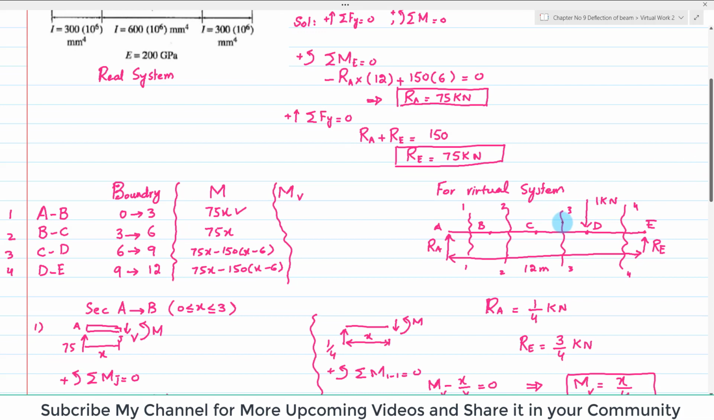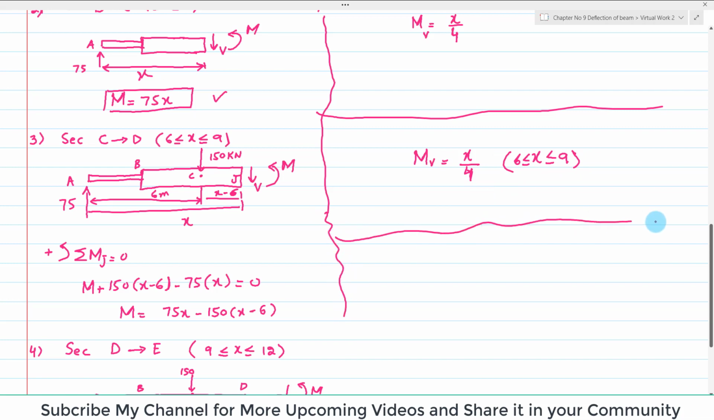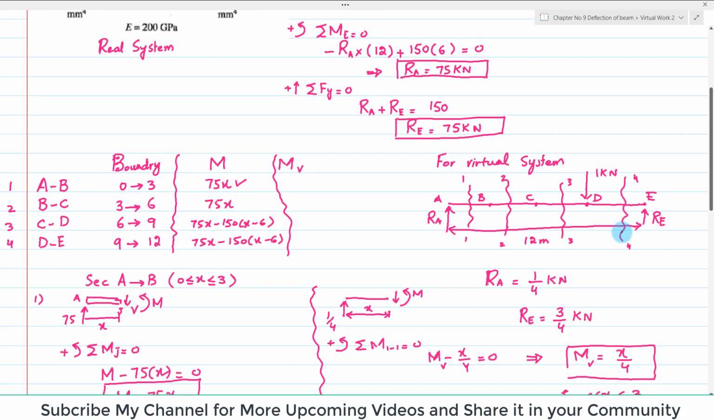There is no force again from C to D. There is no force in this virtual system. So again this virtual moment will be equal to x by 4 for x greater than or equal to 6 and less than or equal to 9. This will be the limit.